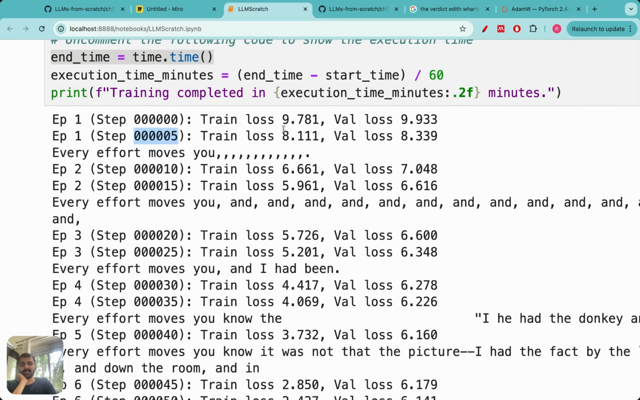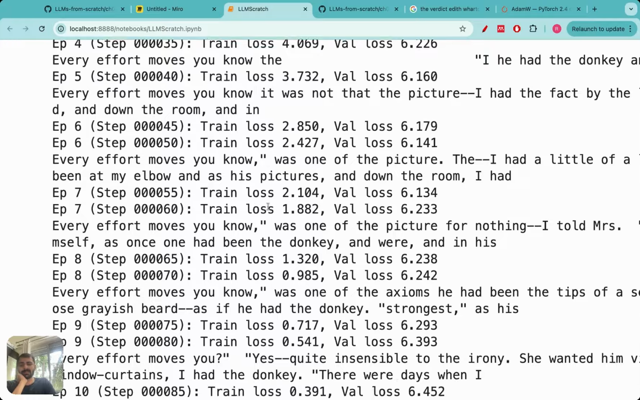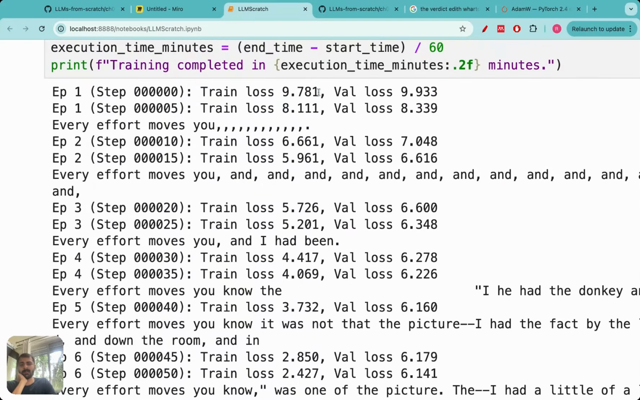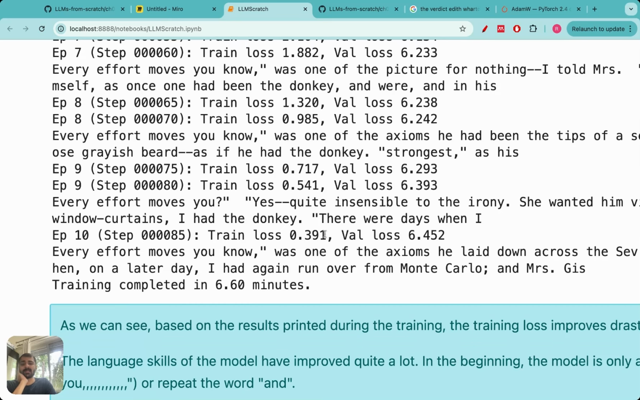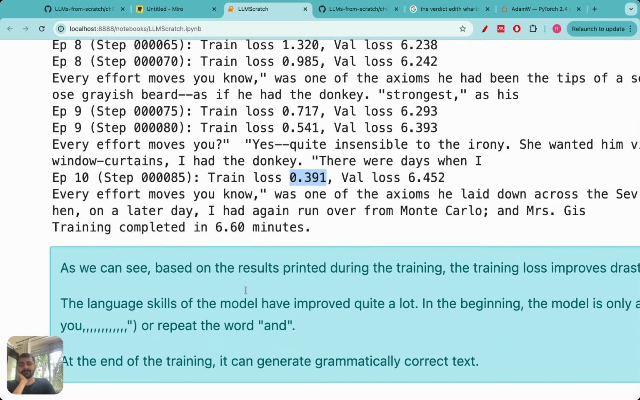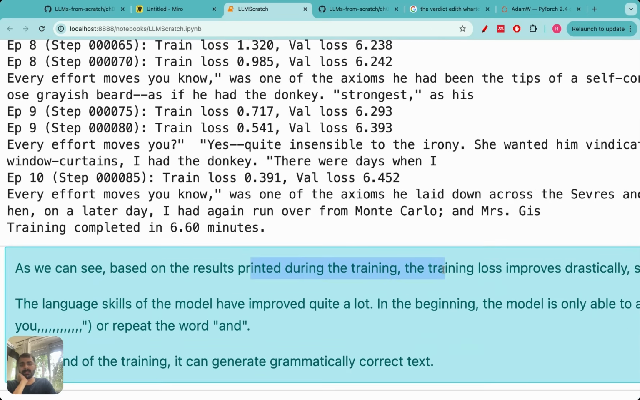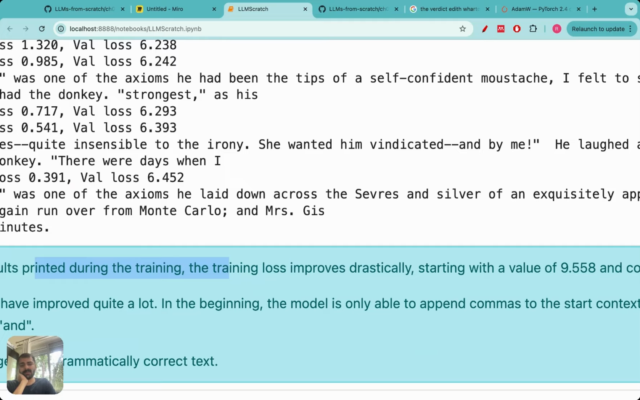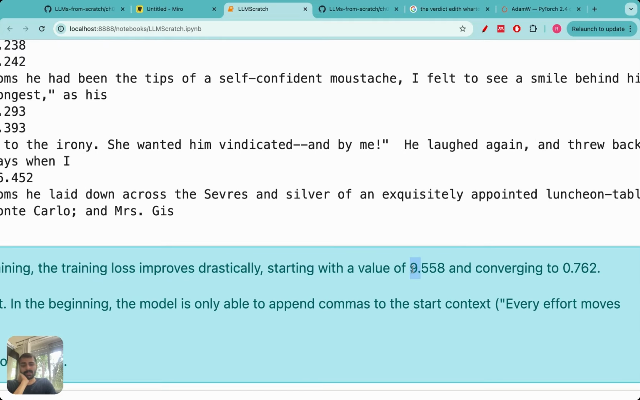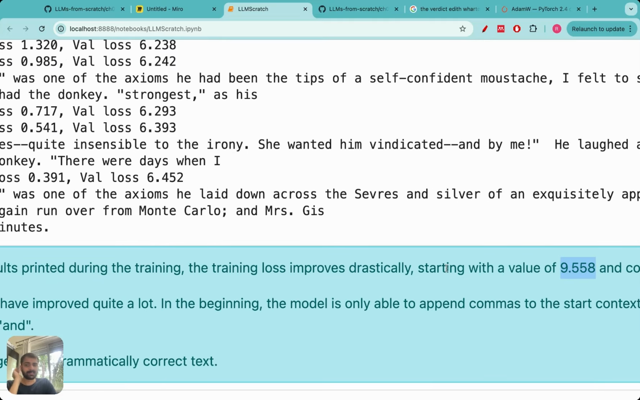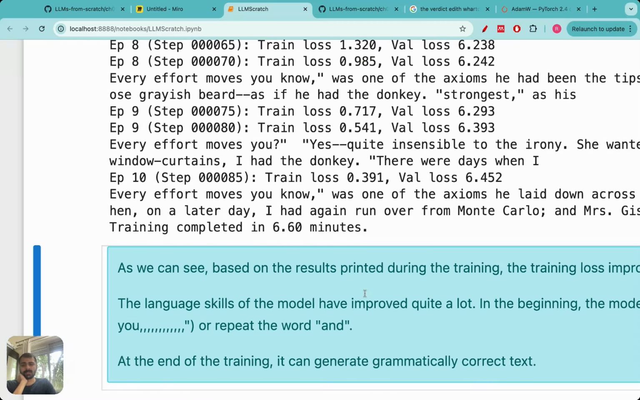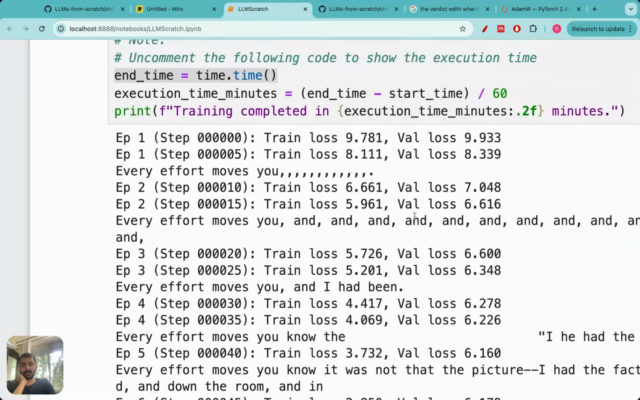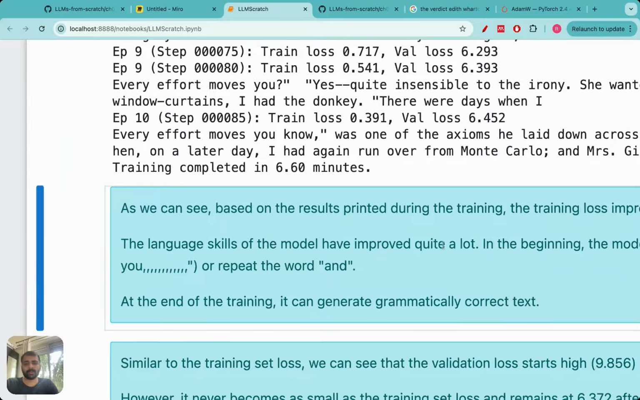So here you can see that the training loss, if I see towards the end, the training loss started from 9.781, and you will see that the training loss has decreased to 0.391. Awesome. So as we can see, the training loss improves drastically, which means it has reduced to a very small value. In our case, the training loss started from 9.781 and it reduced to 0.391.